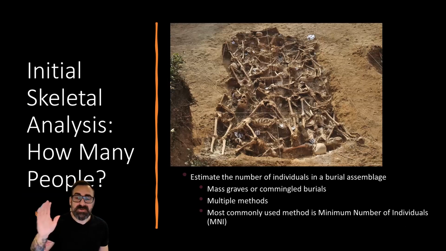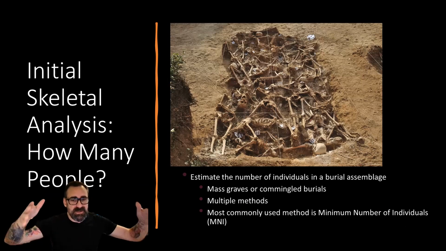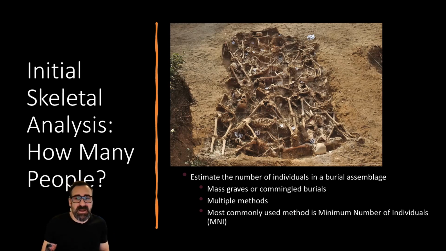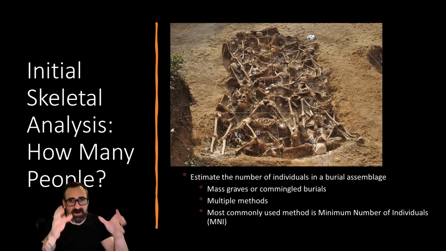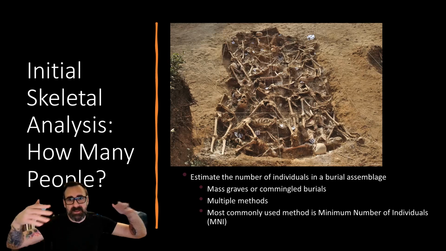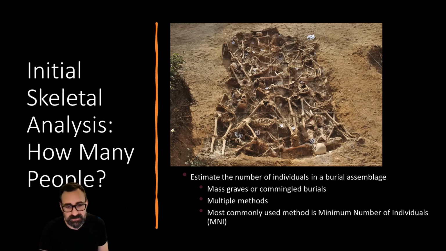So you always want to figure out your minimum number of individuals, even if you're pretty sure you've got just one individual. The way you do this is you take skeletal remains and you lay them out. You go, okay, I have two humeruses, two ulnas, one left, one right. I have one cranium. I have one mandible. That mandible is associated with that cranium. And you lay the skeletons out on a table, and then you basically start counting bones.